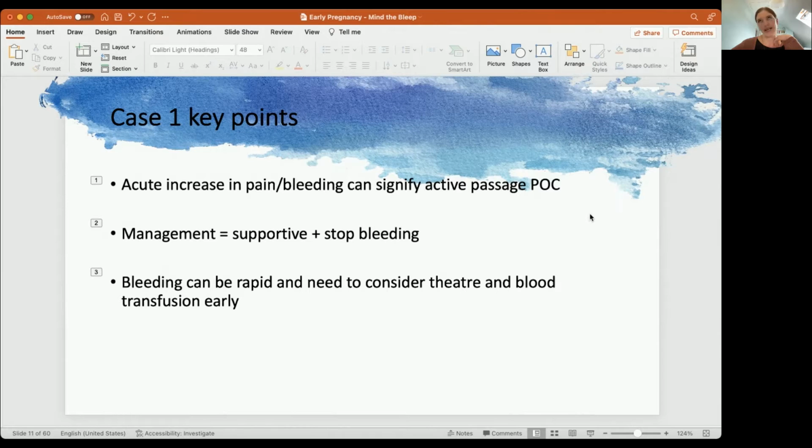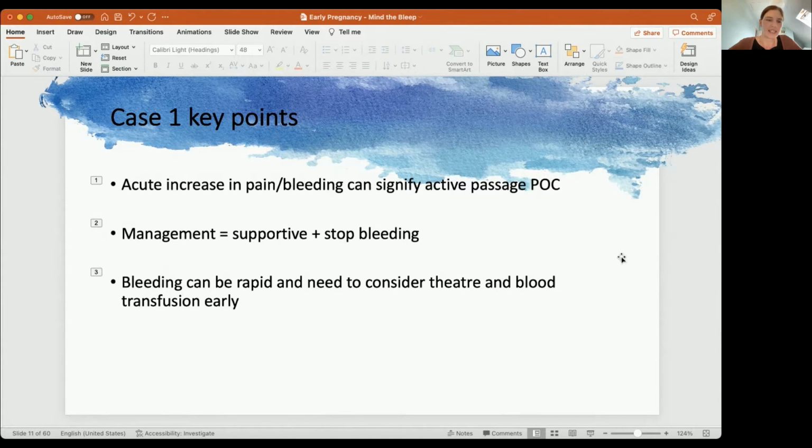Management. In this case, if we'd done a speculum and there hadn't been anything visible, then yes, theatre would have been the next step for her. But because we could remove products, we could do that there and then. That makes sense. But if there's nothing there to remove, then the next stage would be to go to theatre to remove.